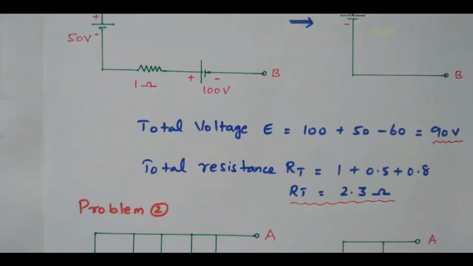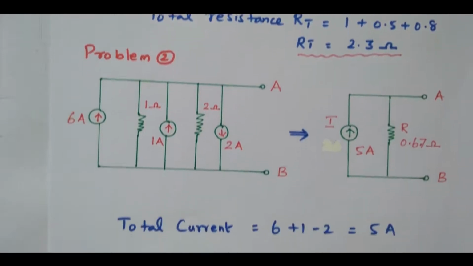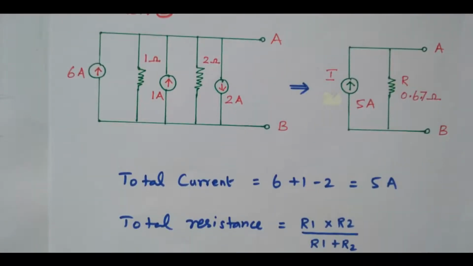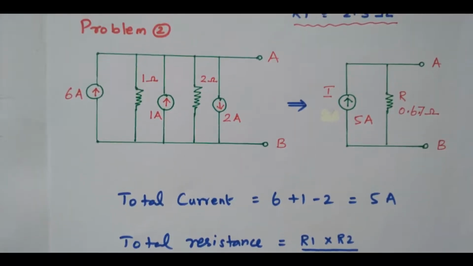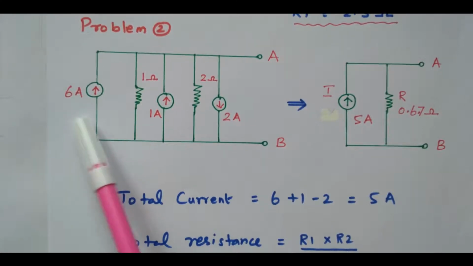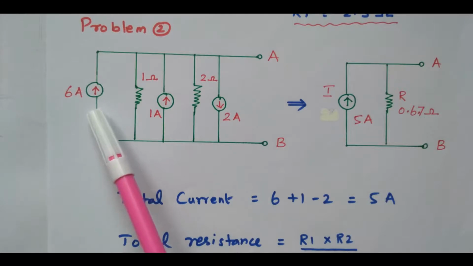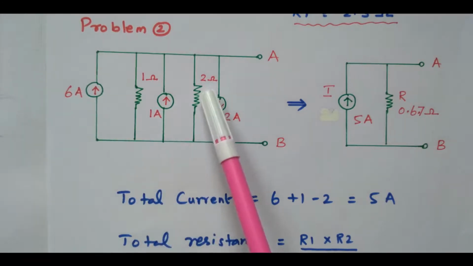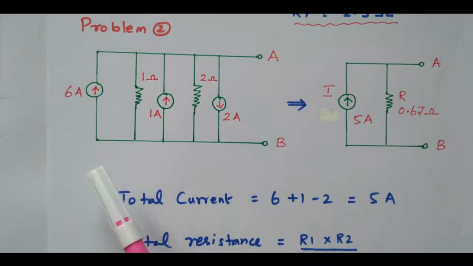Now we'll go to the second problem. In this, three current sources are available: 6 ampere, 1 ampere and 2 ampere. In a current source, the internal resistor will be connected in parallel. For this 1 ampere, for this 2 ampere is available. Now we need to convert these current sources into a single current source and a single resistor.